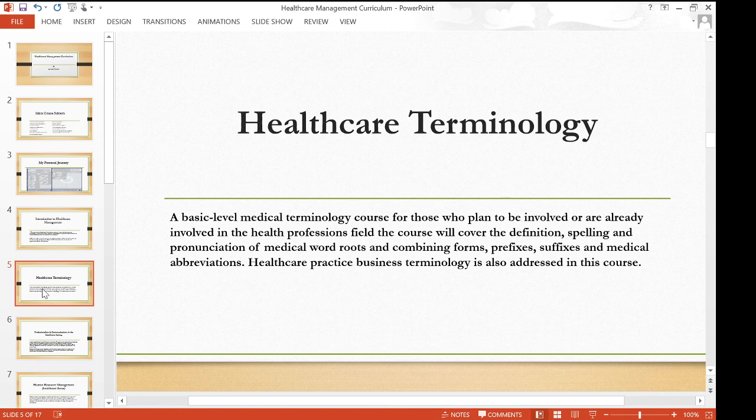Now, the healthcare terminology subject is a basic level medical terminology course for those who plan to be involved or are already involved in a healthcare profession field. The course will cover the definitions, spelling, and pronunciation of medical word roots, combining forms, prefixes, and suffixes, and medical abbreviations. Healthcare practice business terminology is also addressed in this course.